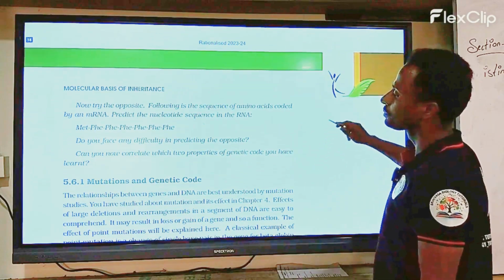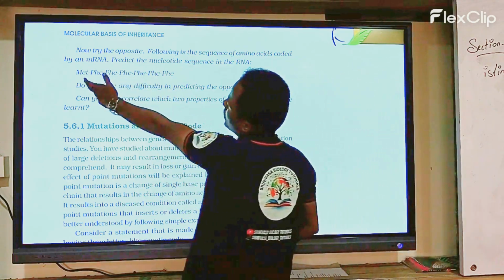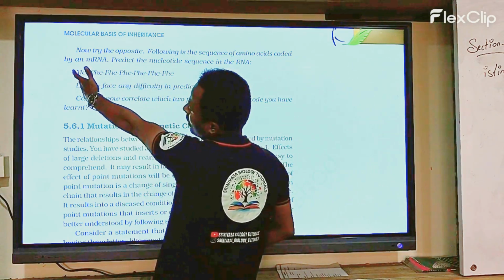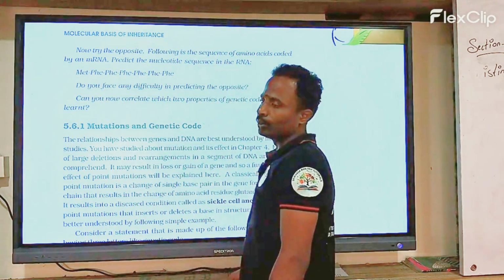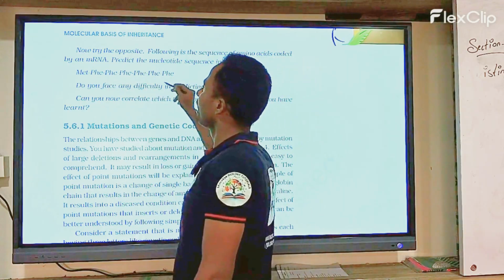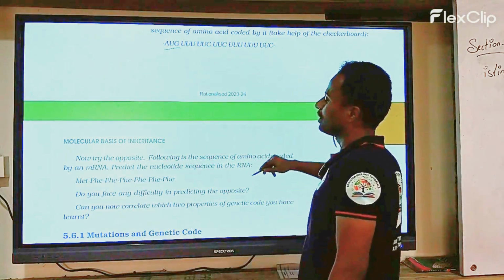Next, now write the opposite. Methionine is AUG. Phenylalanine is UUU. Like that, enter the codons as we usually do, in this pattern. Okay, now they have given this here.